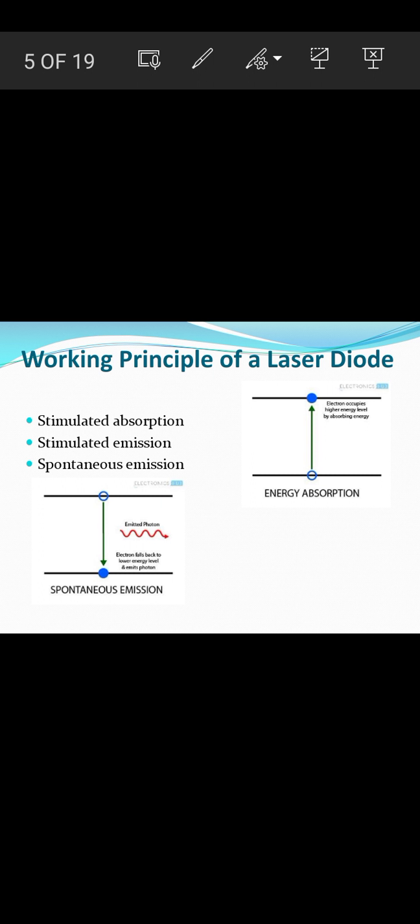Now third, we discuss here spontaneous emission. Spontaneous emission provides light that is emitted by electron transitions from a large number of atoms.